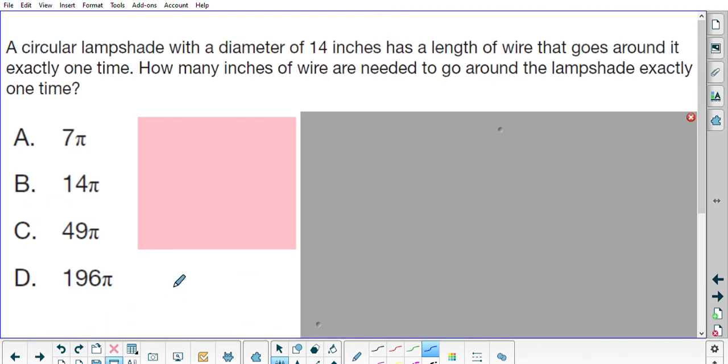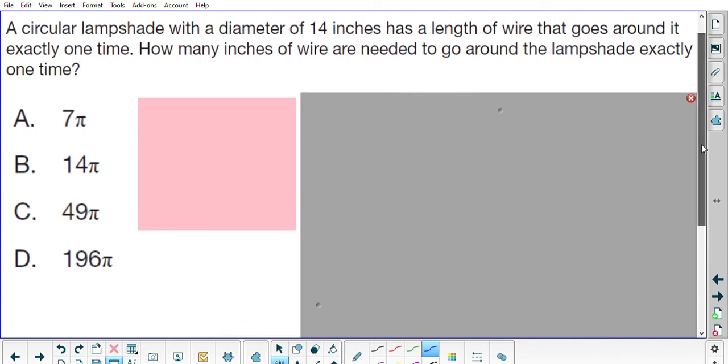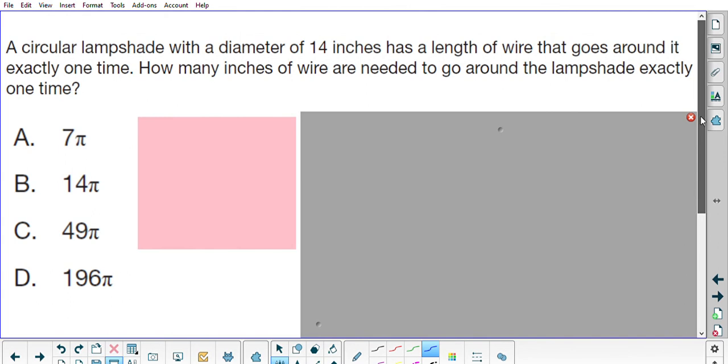All right, a circular lampshade with a diameter of 14 inches has a length of wire that goes around it exactly 1 time. How many inches of wire are needed to go around the lampshade exactly 1 time? All right, try this again using your formula sheet to help you. Hit pause on the video, then hit play when you're ready to see how you did.